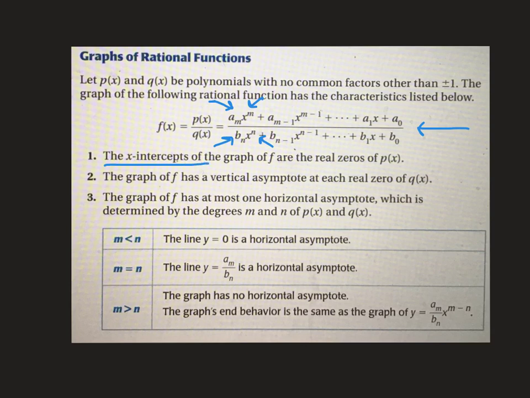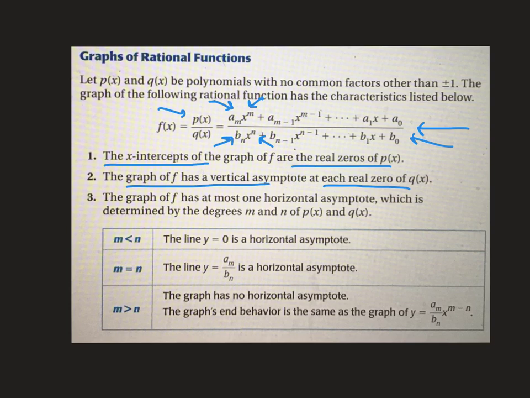The x-intercepts of the graph are the real zeros of p of x, which means whatever makes the top, your numerator, 0. Those are your x-intercepts. The graph has a vertical asymptote at the real zero of q of x. That means the same thing we were doing Monday and Tuesday. Whatever makes the bottom 0 is still going to be your vertical asymptote or asymptotes. You could have problems where you have two asymptotes. I think we're going to see one here in a second.